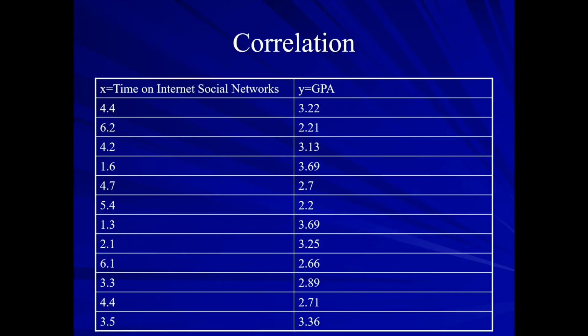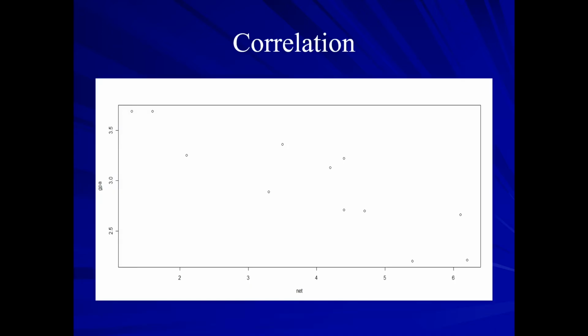So here I've got a data set that I'm going to go through. My x is time on social networks, my y is GPA, and we'd like to see if there's a relationship between the time students spend on internet social networks and their GPA. First, we create our scatter plot, and this tells us, just by looking at the scatter plot, that we have a negative linear, moderate to moderately strong correlation. Again, this is why we need our correlation value R.